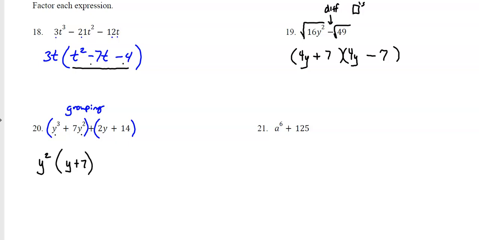All right, so there's chunk number 1. Chunk number 2, the only thing I think I can yank out of there is a 2. And then I'll get y plus 7. And this is exactly what I want to have happen. You see how I have this common y plus 7 in both chunks. So if I have that y plus 7 in both pieces, I can factor that out. And then I can multiply that by the other 2 just put together.